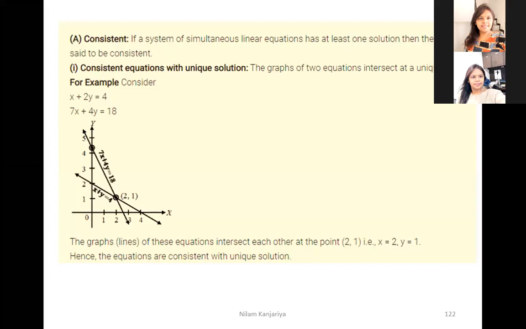So consistent has two conditions. First, consistent with a unique solution. Consistent with a unique solution means you have two lines and they intersect.